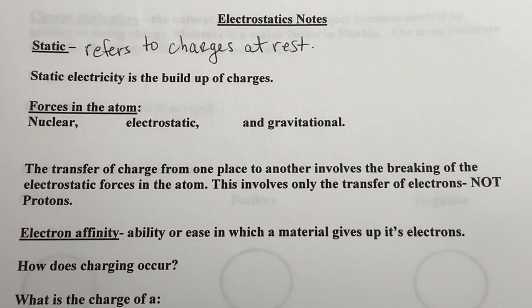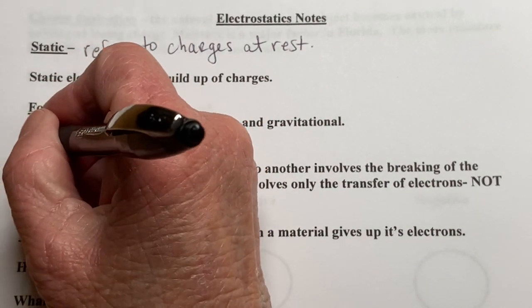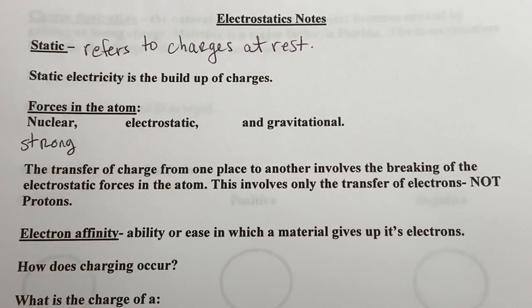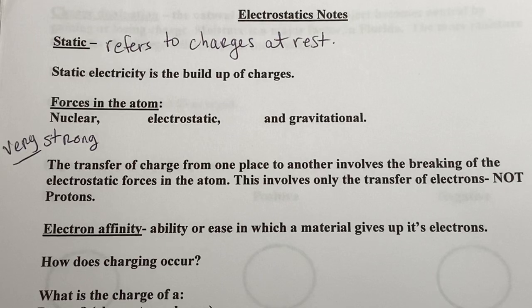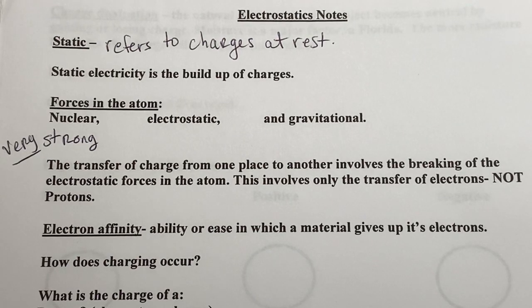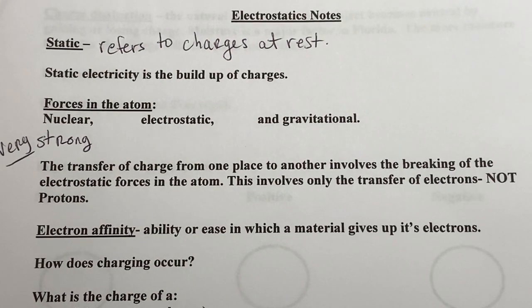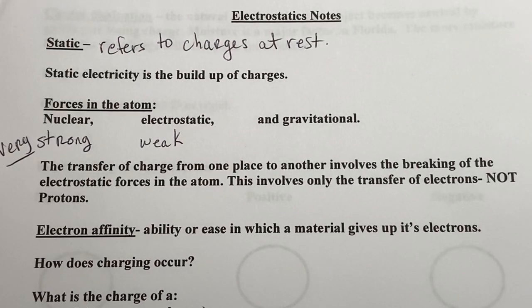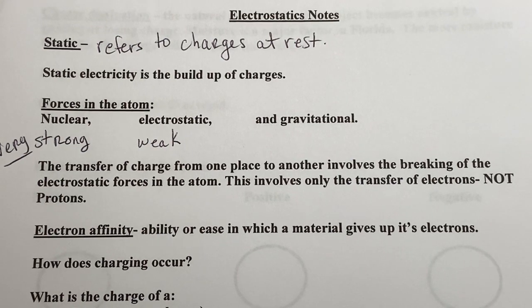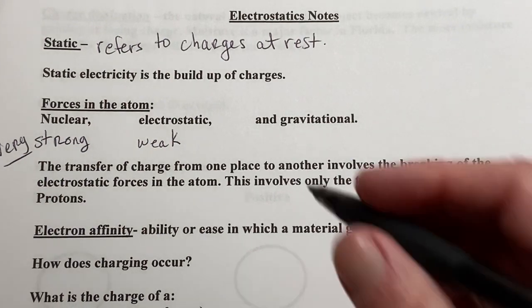In the nucleus, protons and neutrons, that force is considered very strong. Let's put a very on there. Very strong. The electrostatic force, meaning the force between protons and electrons, is considered pretty weak. That's part of the reason that when you slide down a plastic slide and you get static on you, those electrons break free. And yes, there's gravity in there. It's very weak.